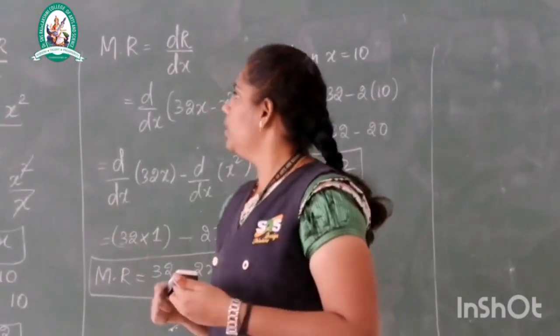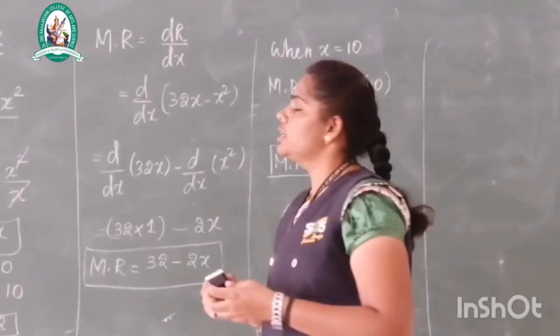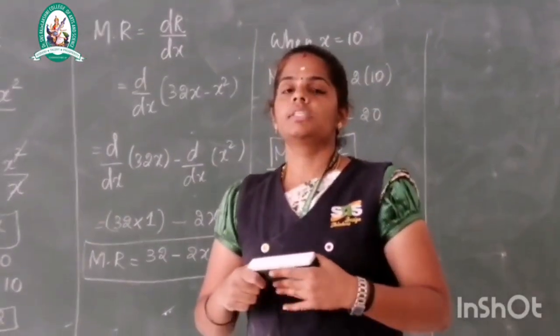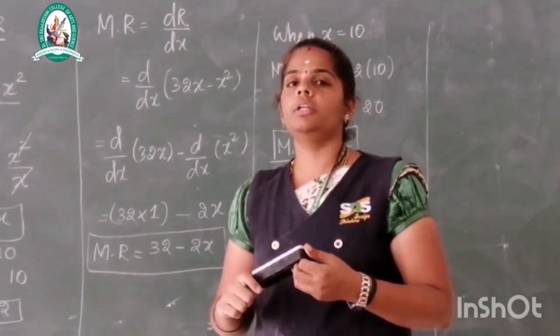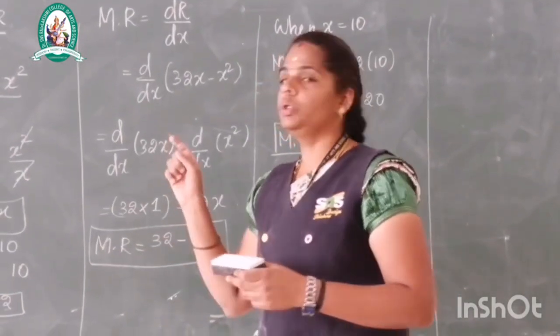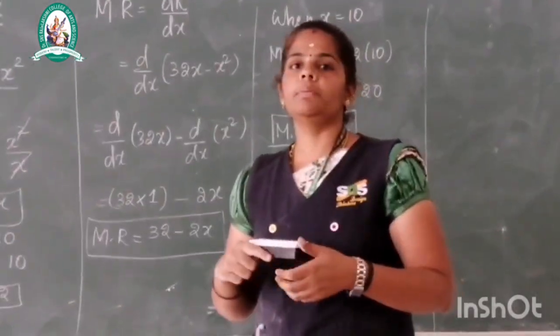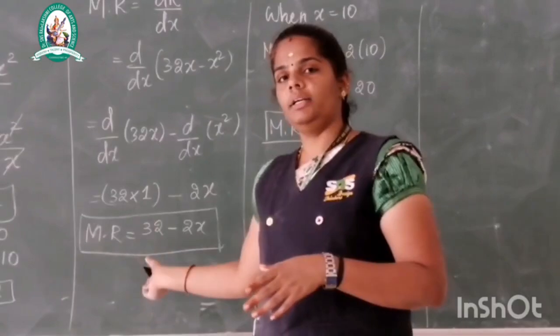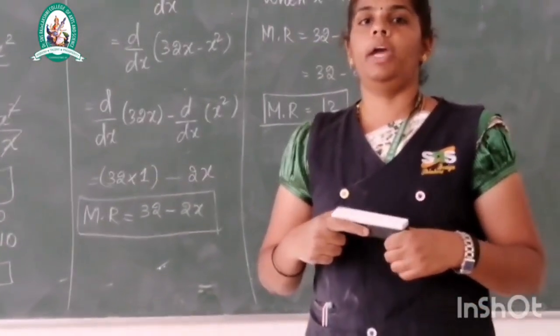The formula for average revenue is total revenue by x and the formula for marginal revenue is dr by dx. Similarly, if we want to calculate the value of average cost or marginal cost, the formula will become: average cost is equal to total cost by x and the marginal cost will become dc by dx. In that case, we are going to differentiate the cost function with respect to x.